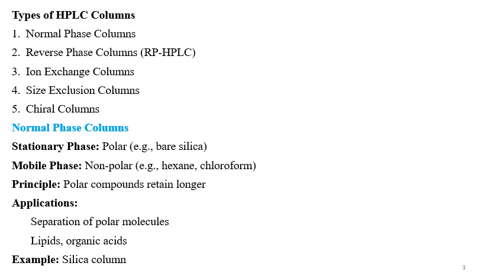Normal phase columns: the stationary phase is polar, and the mobile phase is non-polar. Principle: polar compounds retain longer, because polar compounds are retained by the stationary phase, which is polar. Applications are the separation of polar molecules, lipids, and organic acids, and an example of a normal phase column is the silica column.